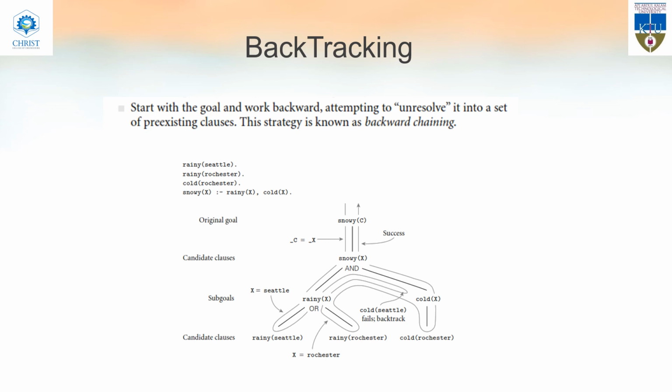You will start from the goal and try to reach the pre-existing clauses. That is called backtracking. Okay, so let's see here. You all know this example. The first one is rainy of Seattle. The second one is rainy of Rochester, cold of Rochester, snowy of X if rainy of X, comma, cold of X.